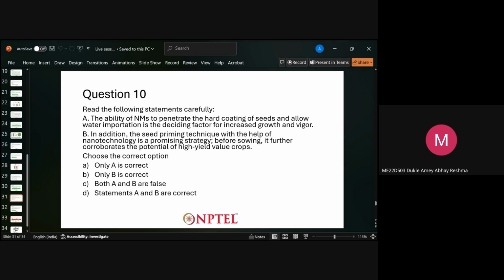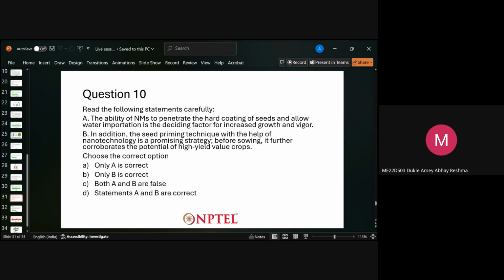The options are: only A is correct, only B is correct, both A and B are false, both statements A and B are correct. So we analyze the statement first. The ability of nanomaterials to penetrate the hard coating of the seed and allow for water incorporation is the deciding factor for increased growth and vigor. So it's a correct statement.